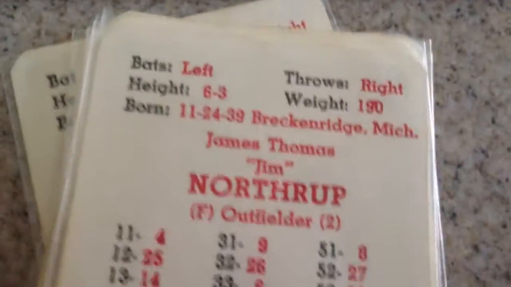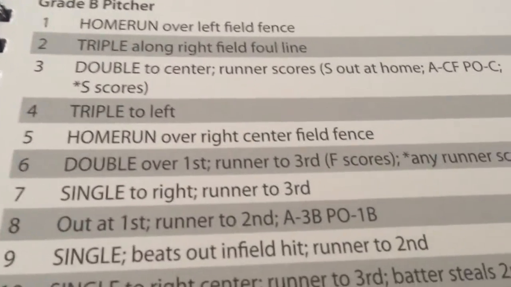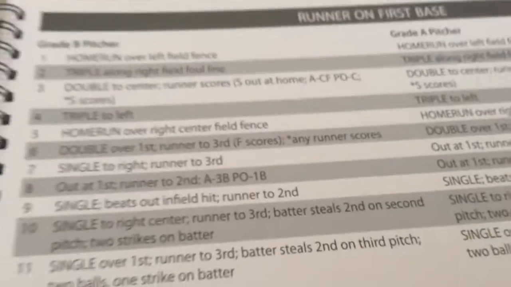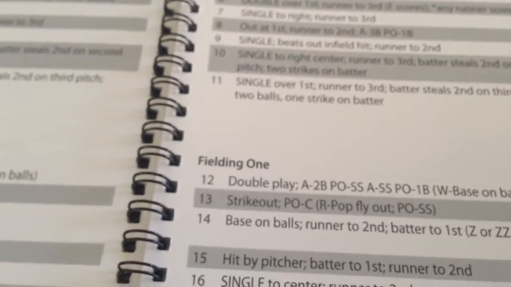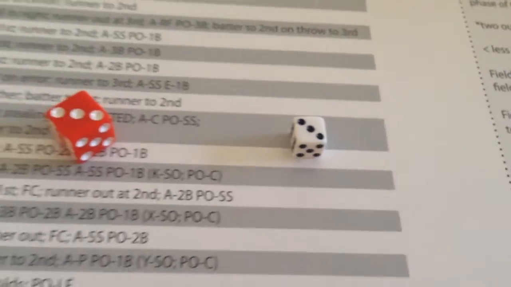Jim Northrup. 33. 33 is a 6. 6 is a double over first, runner to third, F scores. Yeah, Freehand's fast this year. Freehand was fast, so Northrup doubles in Freehand to make the score 4-3. And up comes Ray Oyler with a man on second base and nobody out.